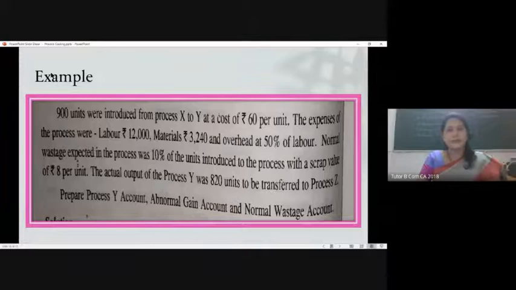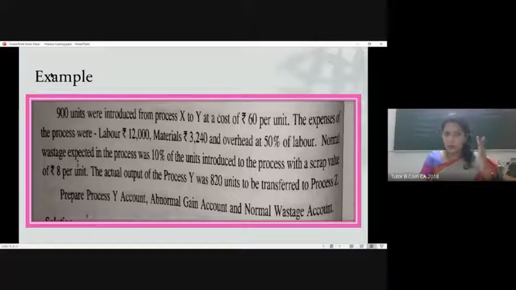In this question, it is very clear that 900 units were introduced to the production process, and it carries a cost of 60 per unit. While reading through the question, we can see they have given the expenses connected with that, which include labor, material, overhead. The normal expected loss is quoted at 10%. So out of these 900 units, 90 units are expected to be lost in the normal process.